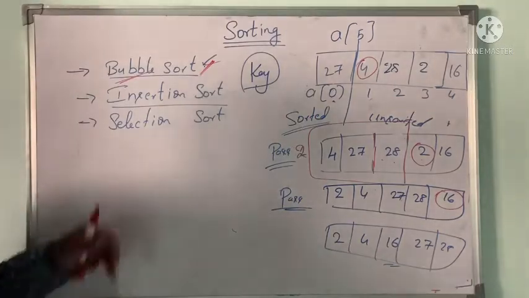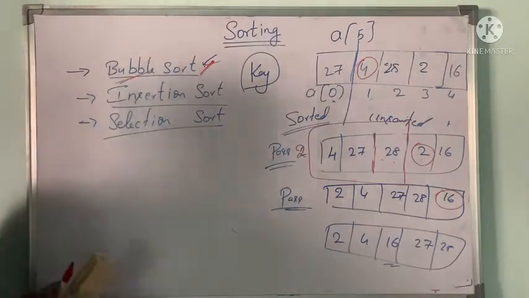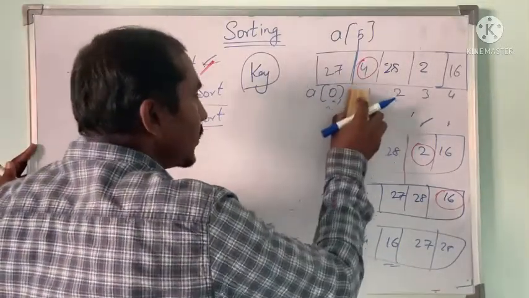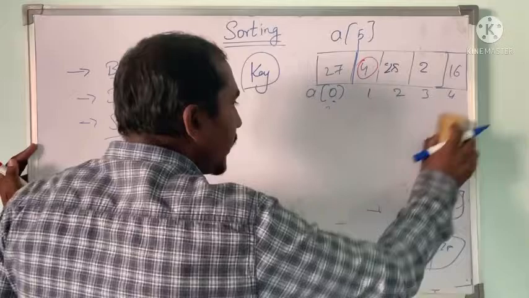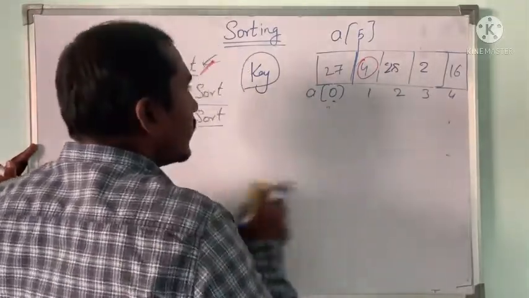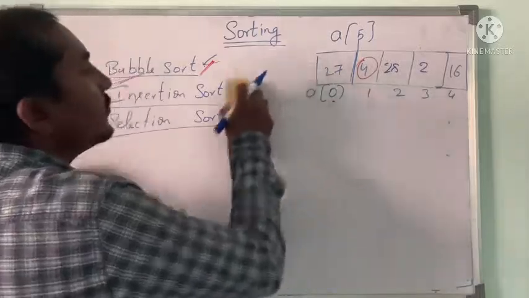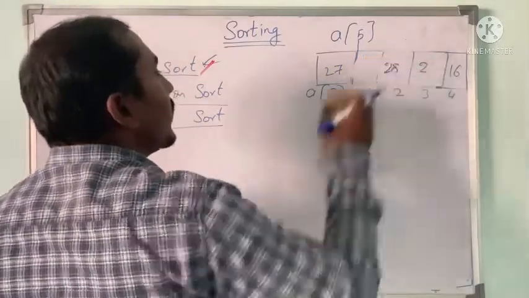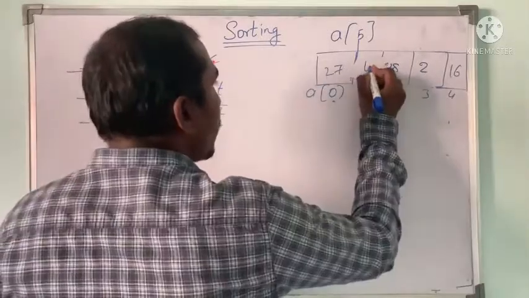Okay. And the last type of method we have is called selection sort. Selection sort is similar to the previous method, but the only difference is we are going to assume something like a smallest element. It is just the opposite of your bubble sort.